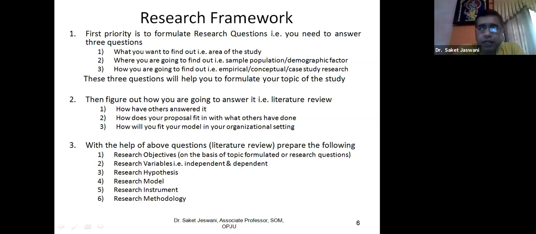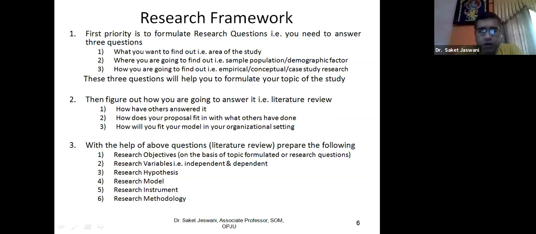And then in the third point, how will you fit your model in your organizational setting? Now you are going to test your proposal in the current organizational setting, in the current situation. Whether your model is realistic, whether it is going to fit the current situation or not. These three things can be answered only with the help of literature review. In the third step, with the help of the above 2 points and the literature review, you need to prepare these 6 things.